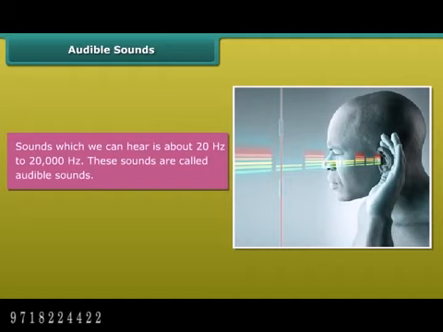Audible sounds. Sounds which we can hear is about 20 Hz to 20,000 Hz. These sounds are called audible sounds.